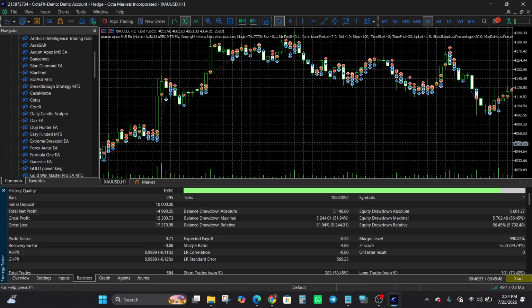In conclusion, the Aurum Apex EA offers a high-frequency trading option for MT4 and MT5 traders who favor active gold trading strategies, but managing position sizing and drawdown risks remains vital.